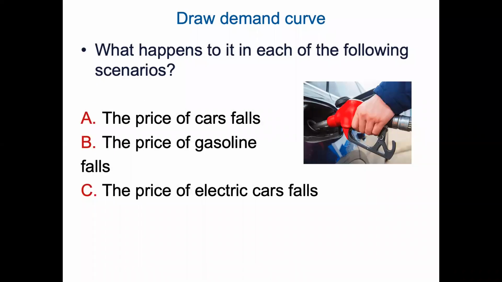Let's go back to our example of gasoline. We're going to look at what happens to the demand curve for gasoline in each of the following scenarios. A, the price of cars falls. B, the price of gasoline falls. And C, the price of electric cars falls.